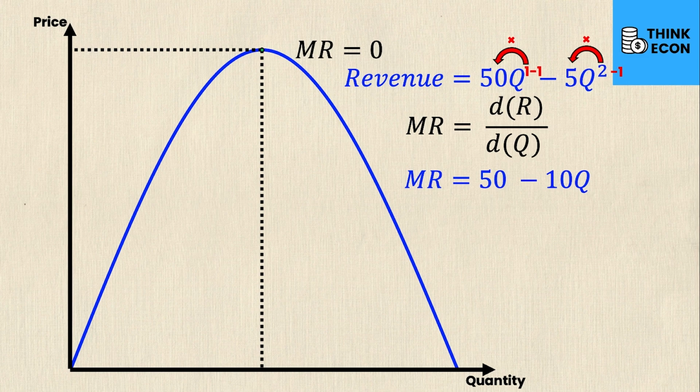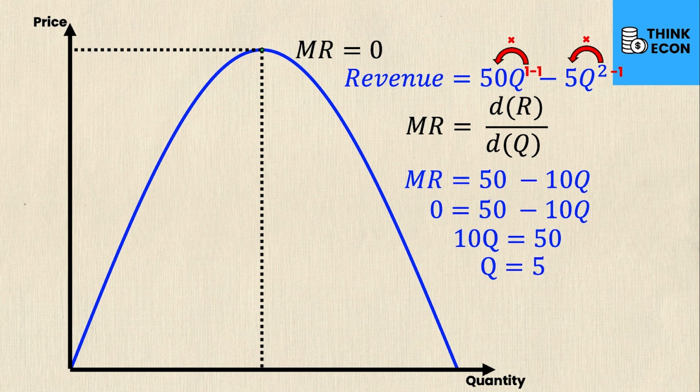Now I know that the optimality condition requires me to set the marginal revenue equal to 0, so that's my next step. I set it equal to 0 and I can now solve for Q. Rearranging this equation, I get 10Q is equal to 50. And then finally, dividing both sides by 10, I get quantity is equal to 5. Now that is my revenue maximizing quantity.